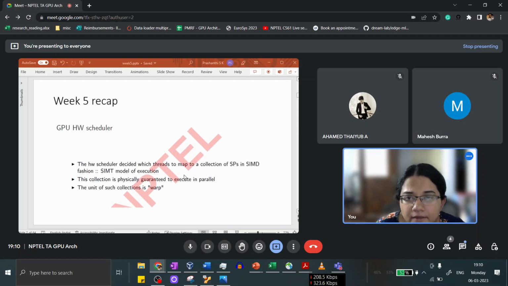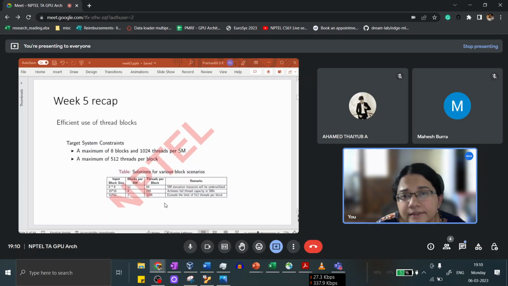Coming to a quick overview of the hardware scheduler. The hardware scheduler decides which threads to map to a collection of SPs. These threads are going to execute in parallel, except of course when there is some divergence. Other than that, they all will be executing the same instruction. This unit of threads, which is typically 32, is called a warp, and this also gives rise to the SIMT model of execution.